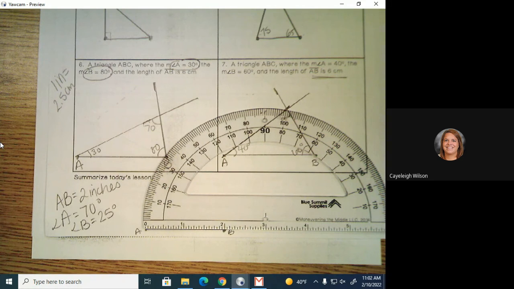So you should be drawing A at 70 and B at 25. No, we're not. We have 3 more minutes. What? Halfway between 20 and 30.